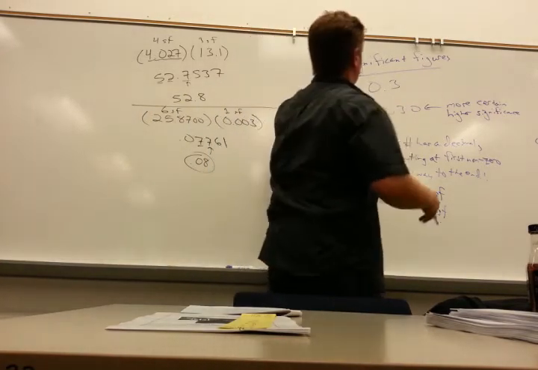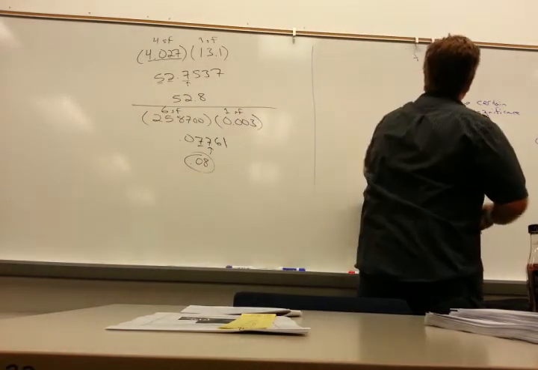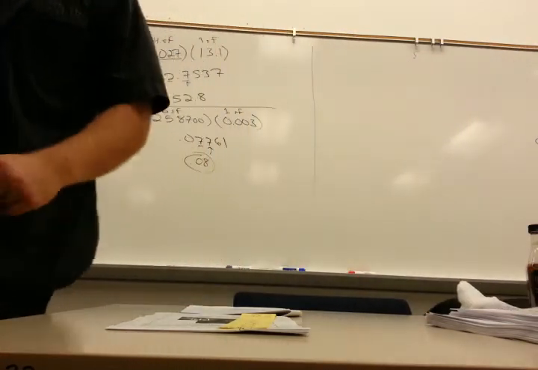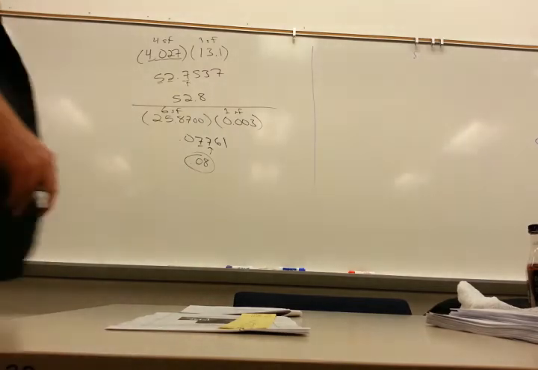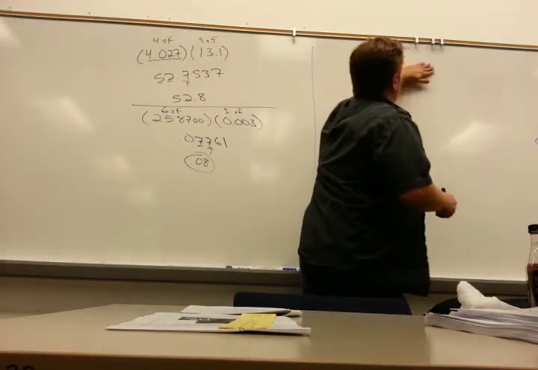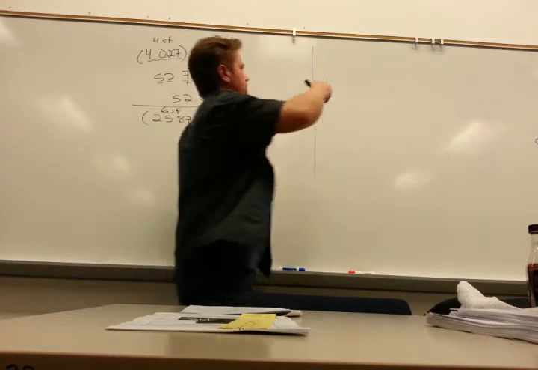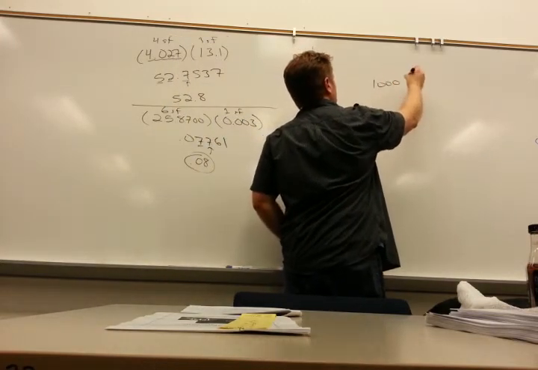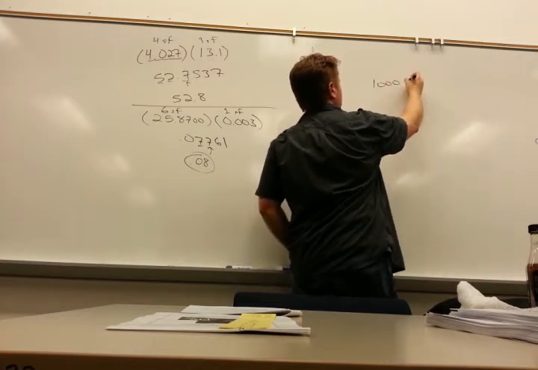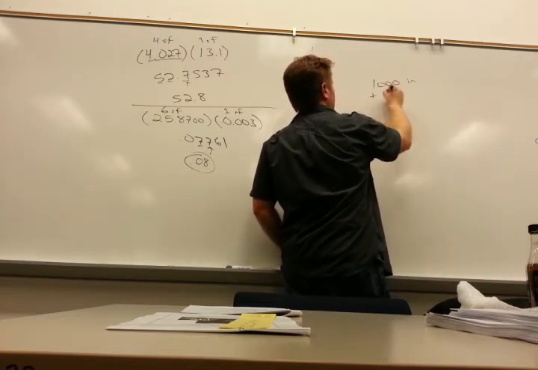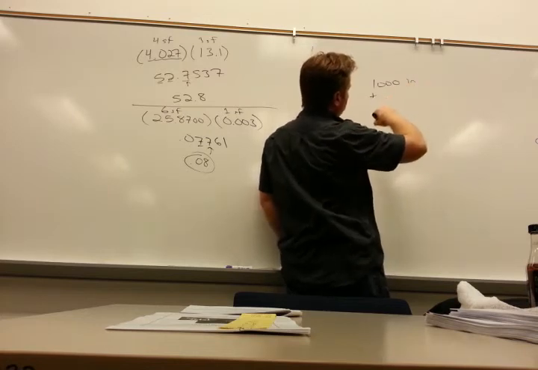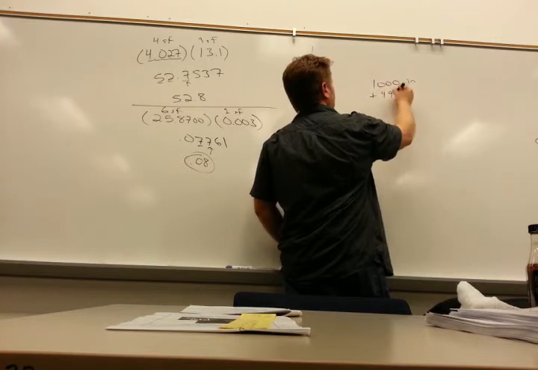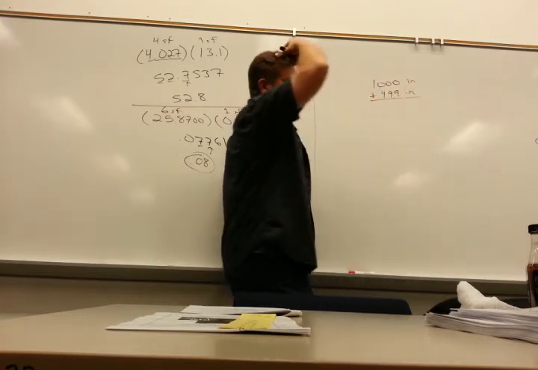So what about adding and subtracting? That's going to be a little bit different, and I'll try to show you why. Let's see if I can come up with an example. Let's say I have measured something to be 1,000 inches, and I add, we can even make it more interesting, 499 inches.